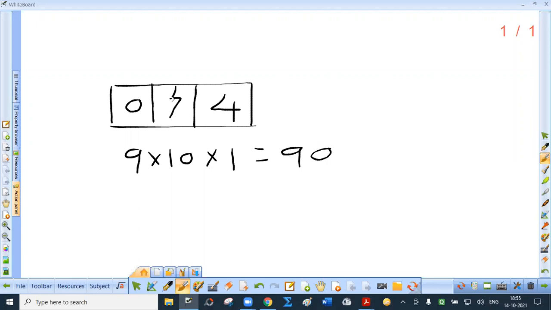Now, the tens place can be filled using any one of the 10 digits, in 10 ways.